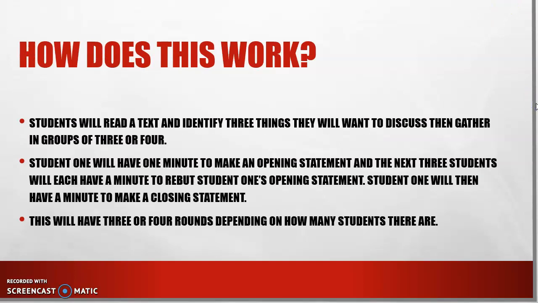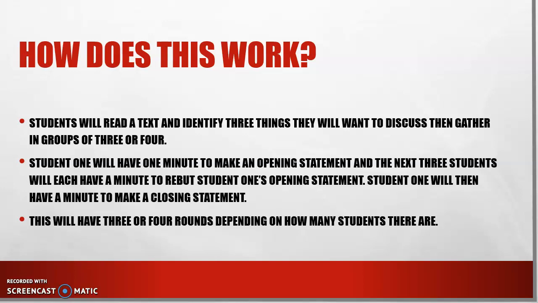So, question is, how does this work? Students will read a text and identify 3 things they want to discuss and gather in groups of 3 or 4. During this presentation, we will be using the book The Great Gatsby. There will be some examples of how this works.